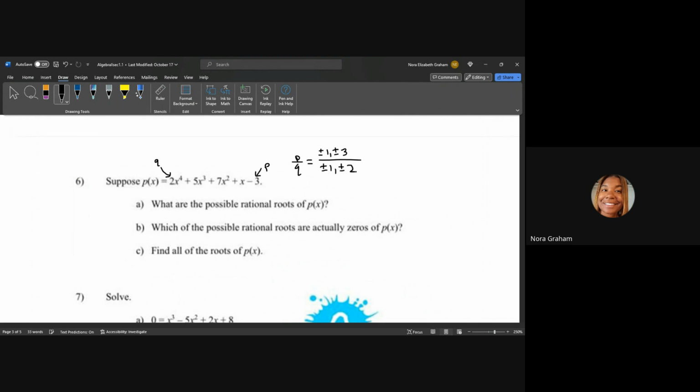Now to list out all of our possible ones, we have to put these together, okay? Almost like a fraction. So plus or minus 1 over plus or minus 1 is just going to be plus or minus 1. And then this one, plus or minus 1 over plus or minus 2, because we have to account for this 2 as well. It's going to be a fraction. It's going to be plus or minus 1 over 2.